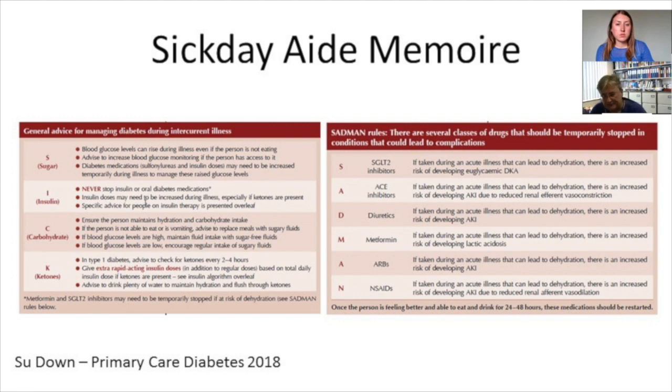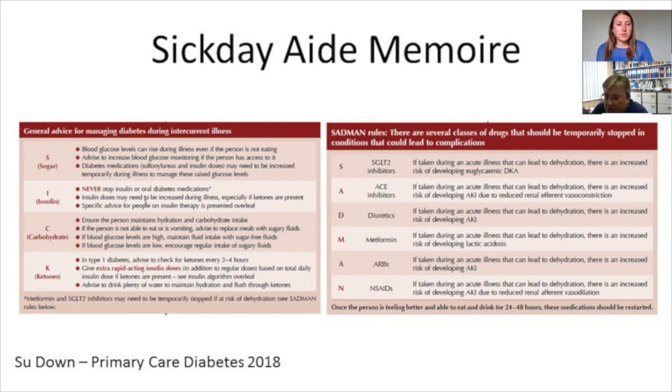So this is a table from a paper written by Sue Down, who's a consultant diabetes nurse, I'm sure widely known amongst the audience, working in Somerset from a year or two back now. The right-hand table of this is about specifically what drugs do I think about during illness. And the left-hand table is about what do I think about in terms of specific diabetes management things.